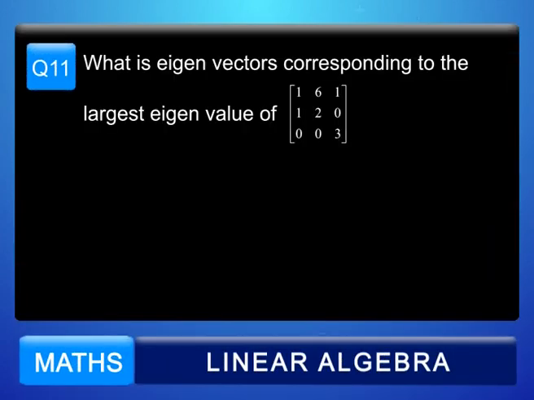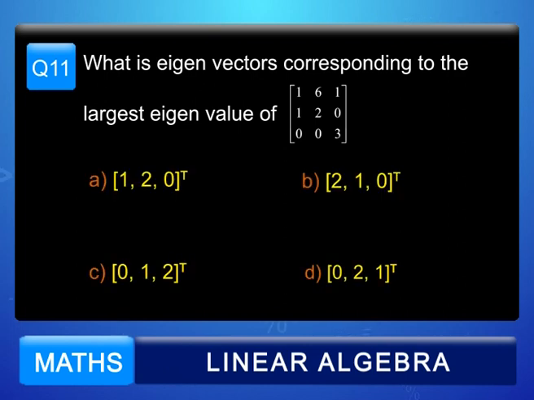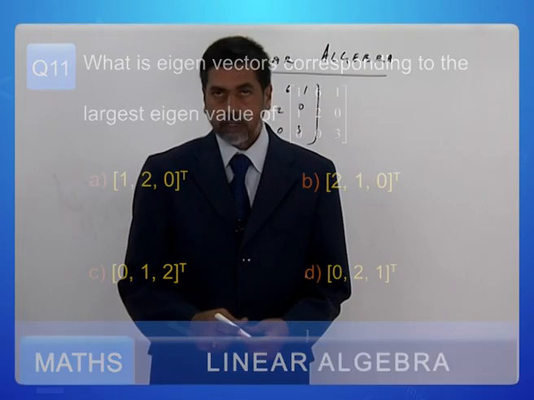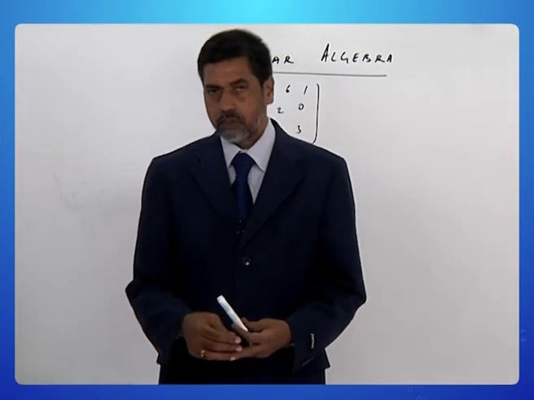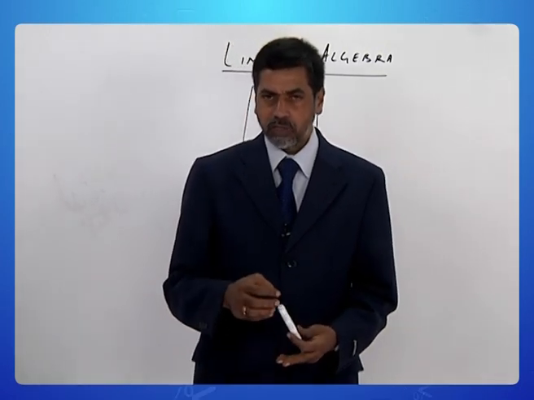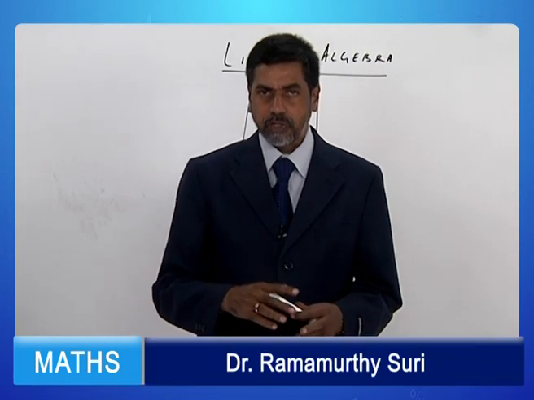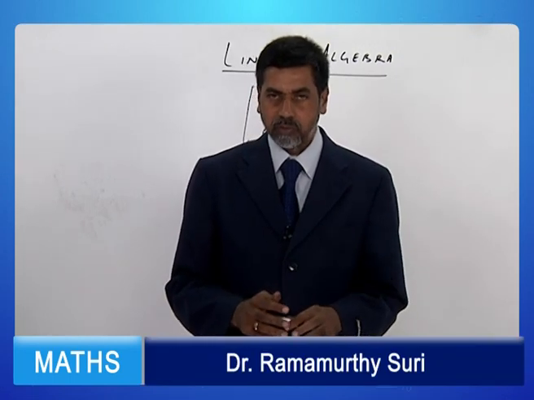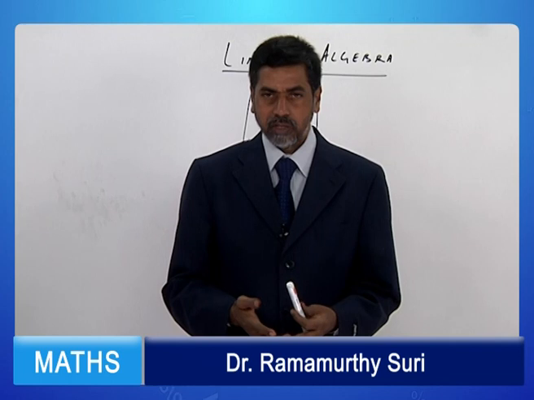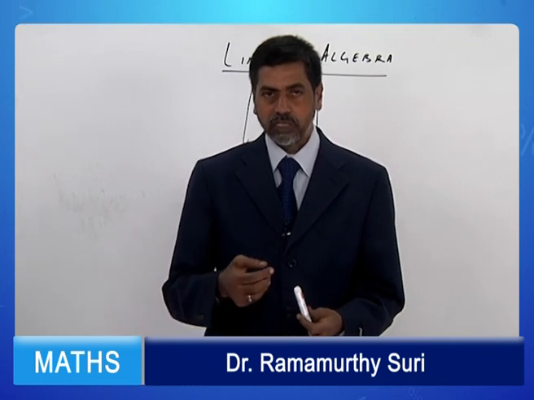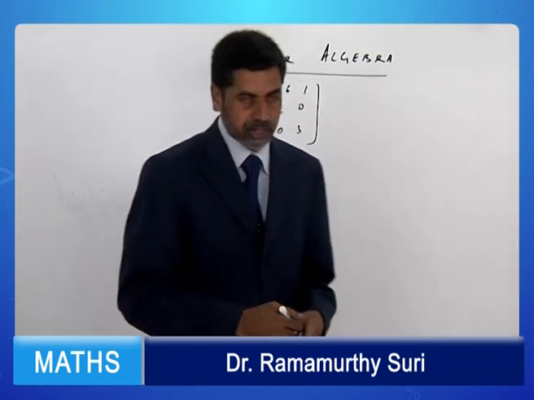Question number 11. What is the eigenvector corresponding to the largest eigenvalue of the matrix 1, 6, 1, 1, 2, 0, 0, 0, 3? Now let us discuss this problem. We want the eigenvector corresponding to the largest eigenvalue. But unless you solve for the eigenvalues, you will not know which is the largest. So characteristic equation.